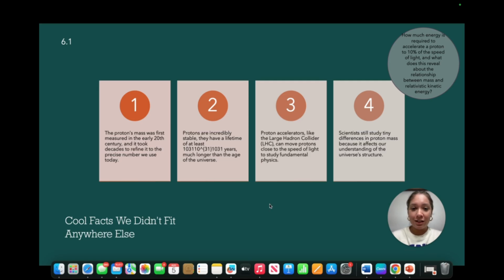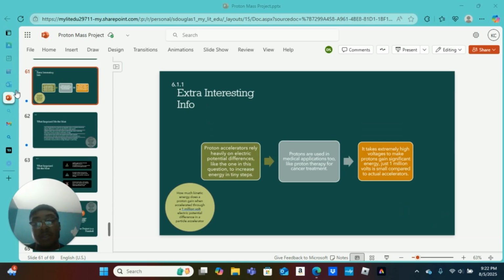Proton accelerators, like the Large Hadron Collider, can move protons close to the speed of light to study fundamental physics. And scientists still study tiny differences in proton mass because it affects our understanding of the universe's structure. Also, proton accelerators rely heavily on electric potential differences, like the one in this question, to increase energy in tiny steps. Protons are used in medical applications too, like proton therapy for cancer treatment.